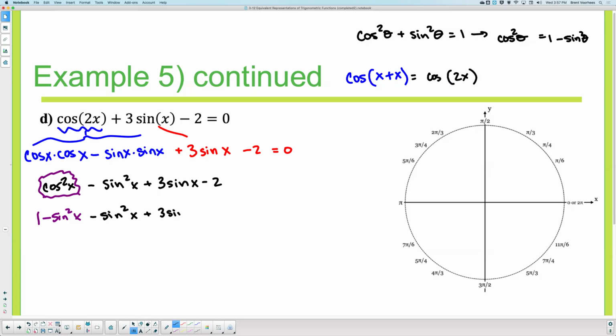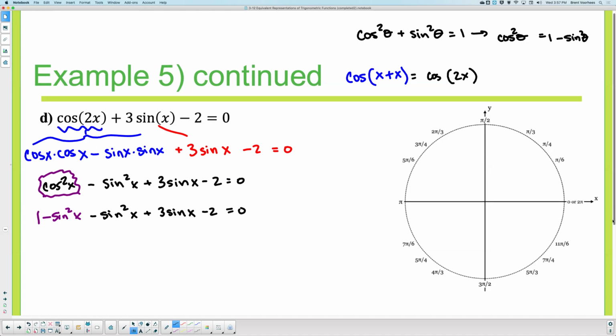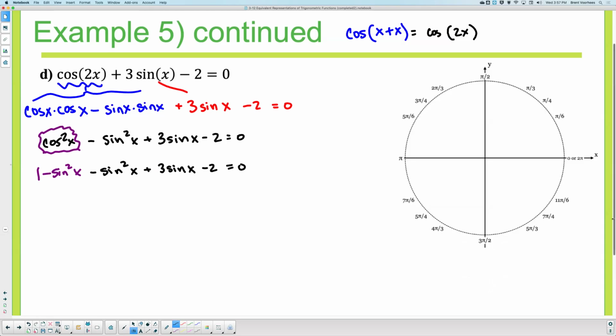This changes where I'm all in on signs now. This needs to be equal 0. This equals 0 here. Okay, continuing on, I can combine some like terms. I have 1 minus 2. That becomes negative 1. So negative 1.